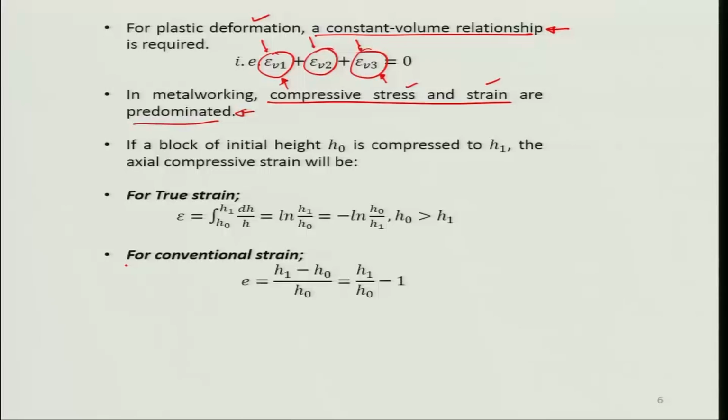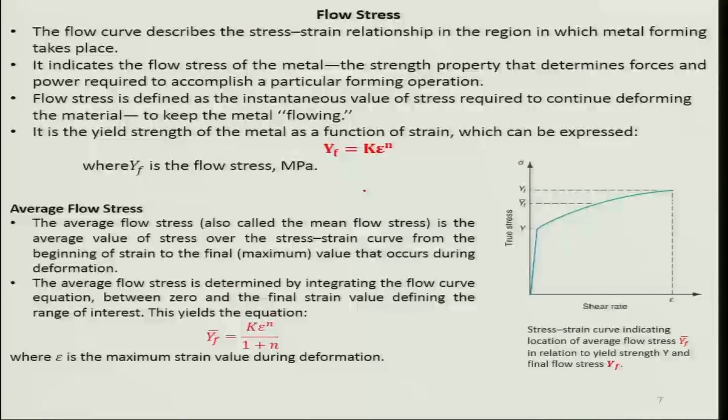So for conventional systems, the strain is generally recorded as the change in length per unit original length, and the true strain, as I earlier illustrated, is recorded as minus natural log of the initial height by the final height, or the initial dimension by the final dimension. So these are some useful tips for studying metal forming processes.